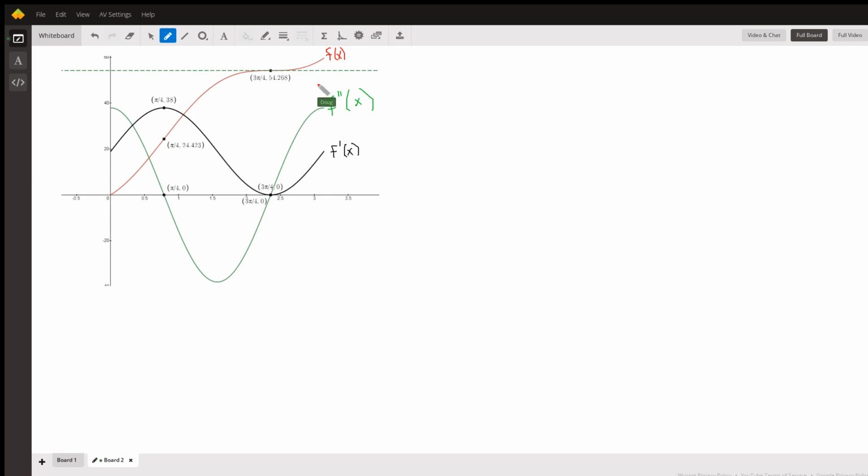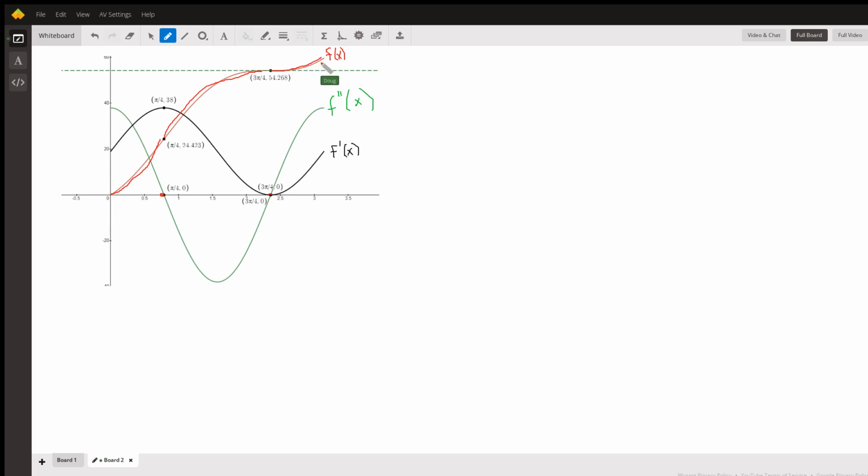Let's just take a look. Here's the graph of f of x. The black graph is the first derivative's graph, and the green graph is the second derivative graph. And if we note that the second derivative is 0 at pi over 4 and 3 pi over 4, see how the second derivative is positive to the left of pi over 4, negative between, and positive to the right. And that tells us that the original function, like we discussed, is concave up there, concave down there, and concave up there.